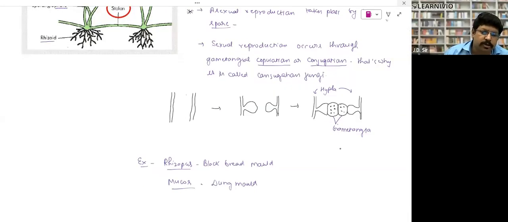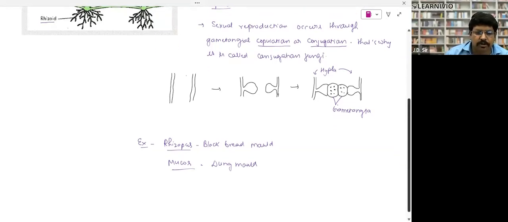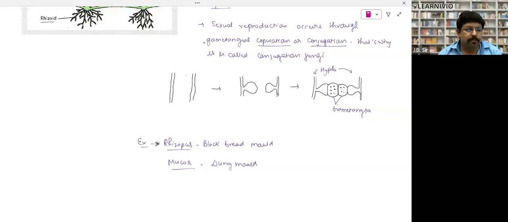In the conjugation process, two hyphae come close to each other. Both develop sex organs. Gametes get separated. They fuse, and this process is called conjugation. Rhizopus is called black bread mold, right? Bread mold. So the fungus which grows on bread and spoils the bread is called Rhizopus. Mucor is dung mold, right? Dung molds are called coprophilous.